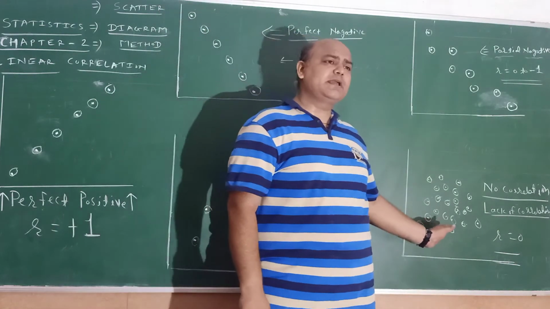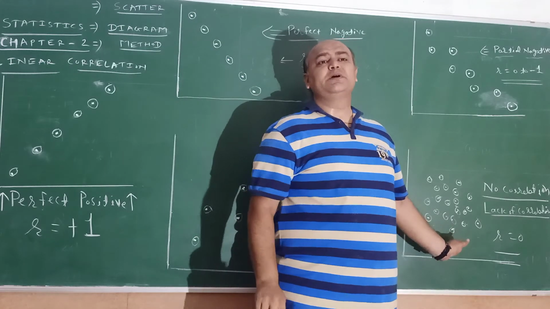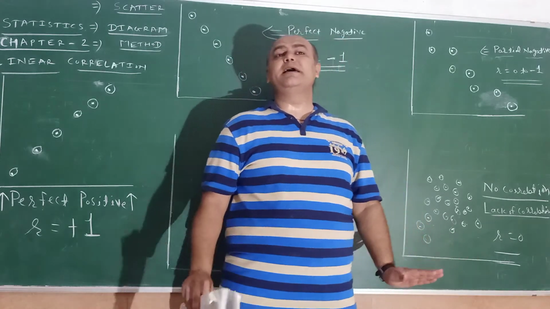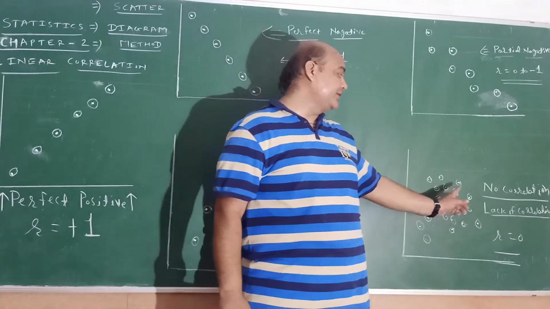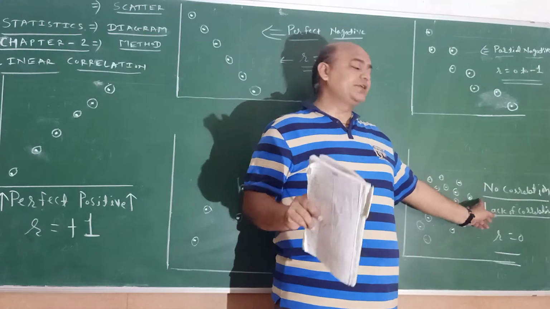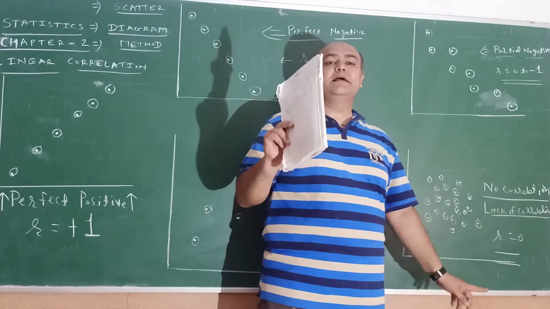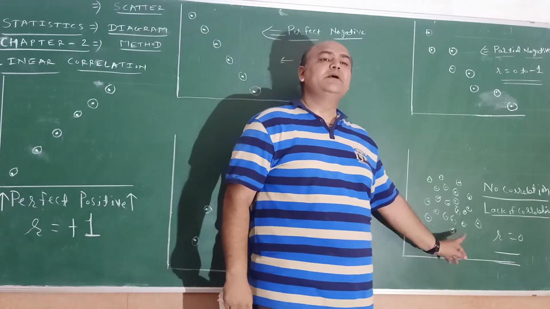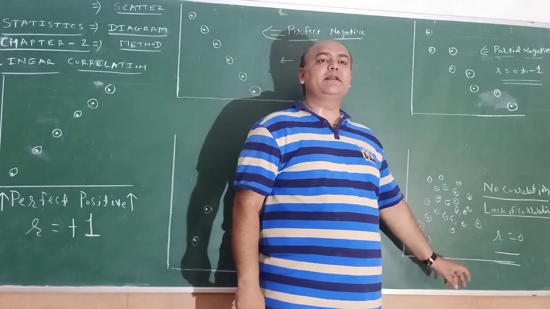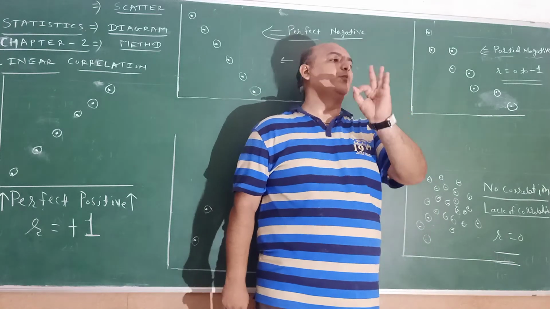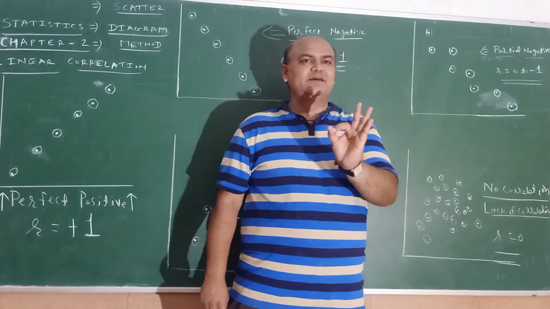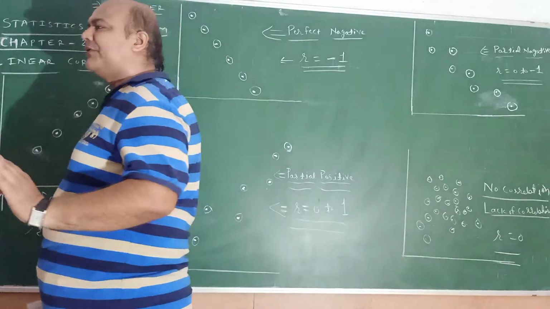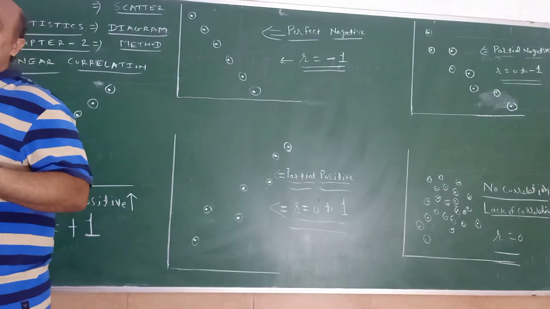In such a situation, the correlation is not there. So such a situation is called no correlation, or we can say lack of correlation. In such a situation, the answer of R is always 0. So these are all the 5 types of correlation.